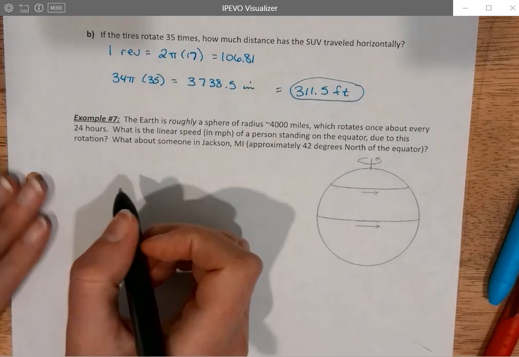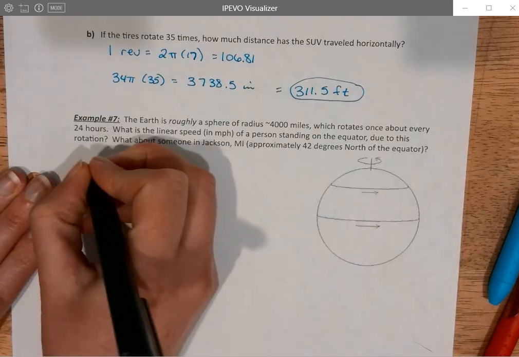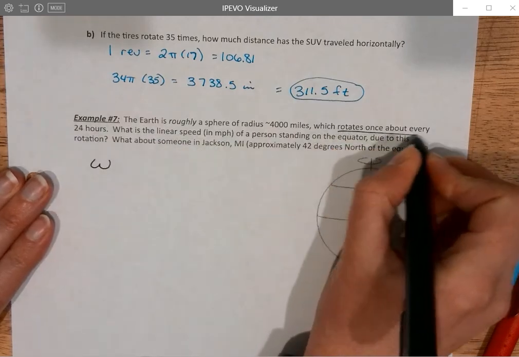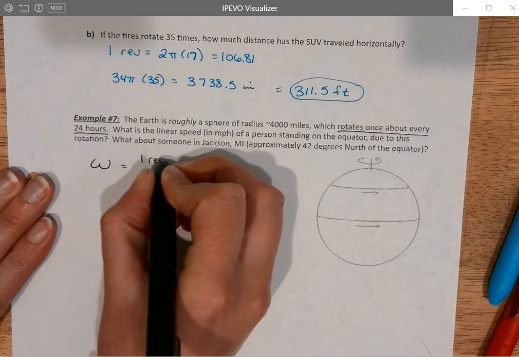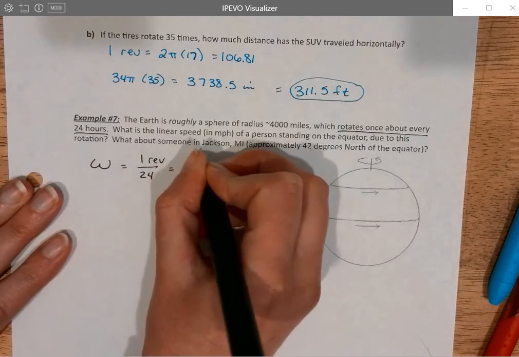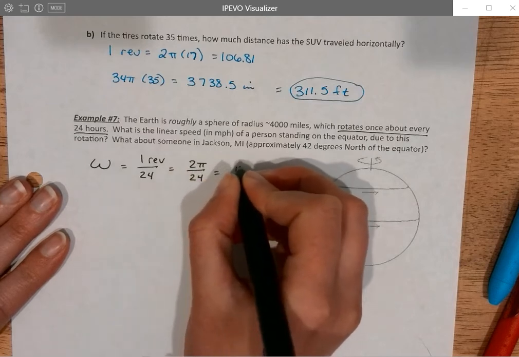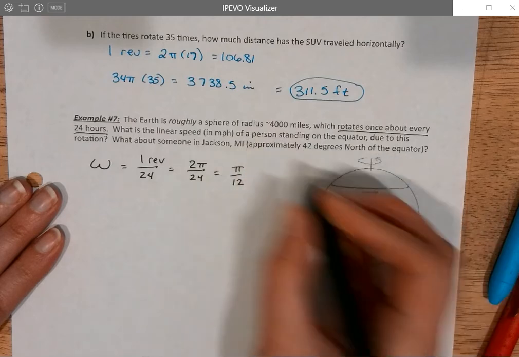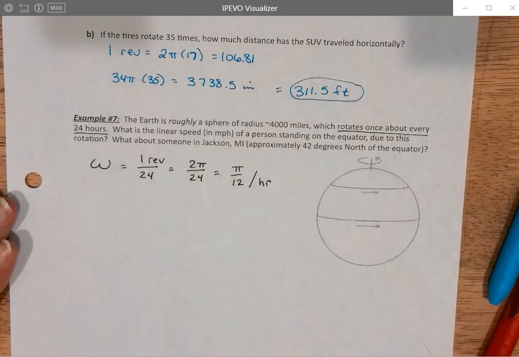The first thing that we can do here is define omega, the angular speed, based on the fact that we're rotating about once every 24 hours. So they make 1 revolution per 24 hours on the equator, which is 2 pi per 24, or pi twelfths. Putting my units back on, this is pi twelfths radians per hour. I don't have to write radians, but I will write the per hour portion of it.